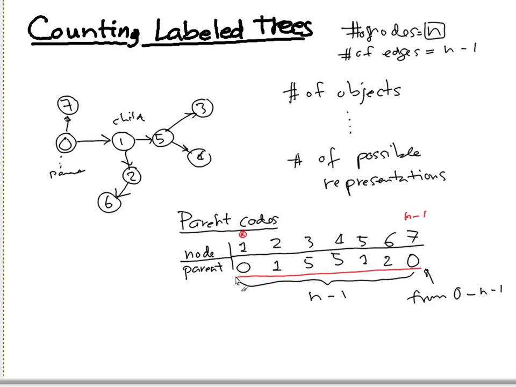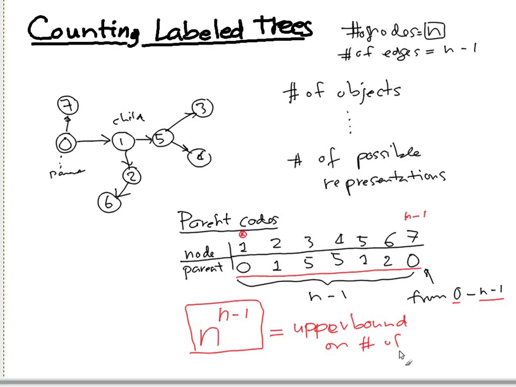So how many possible codes are there for the parent code to encode a tree of n nodes? Each number can be from 0 to n minus 1, so n choices, and there are n minus 1 of them. So the total number of representations is n to the n minus 1. And we know that different trees will have different representations as well. So this number, n to the n minus 1, is the upper bound on the number of label trees.